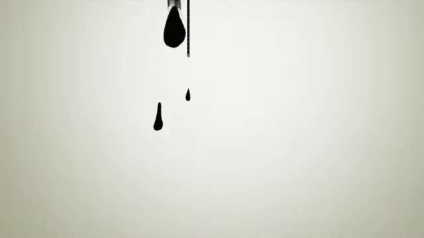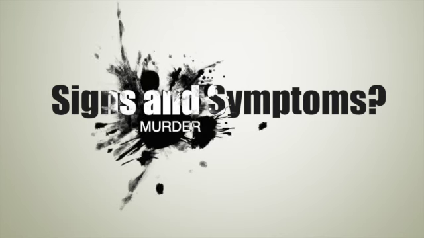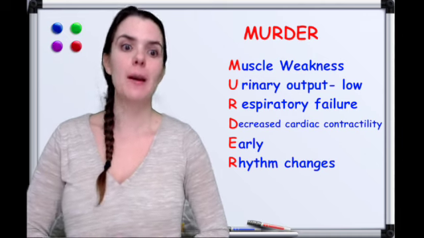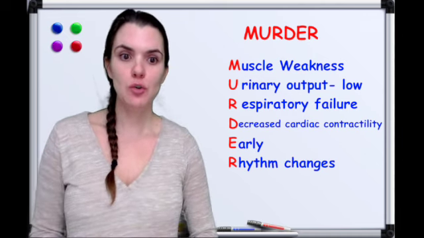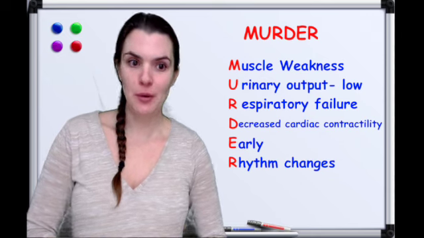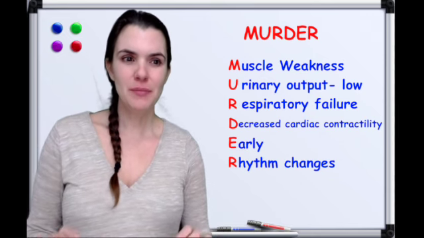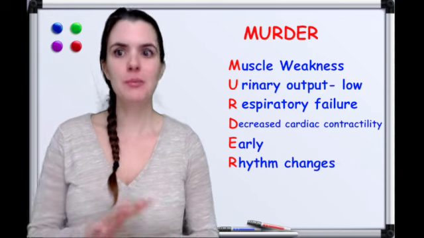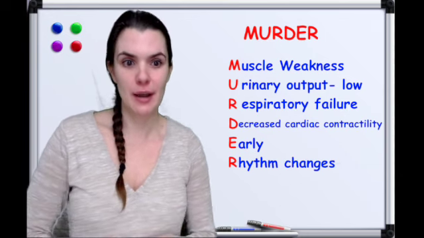Now, what are the signs and symptoms of hyperkalemia? Well, to help us remember the symptoms, use the mnemonic MURDER, because if the potassium levels get too high, in the end, it's going to murder the patient. So, M is for muscle weakness, U is for urinary output, which is going to be very little, and this is very common in patients who have renal failure. They'll be putting out very little to no urine at all.